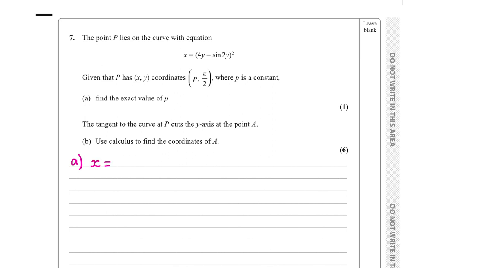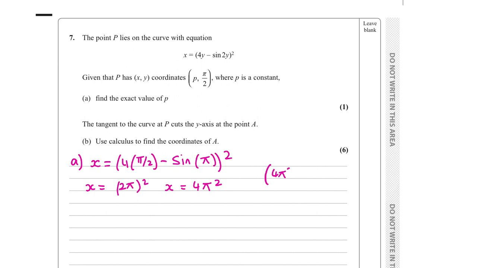The x coordinate is going to equal 4 lots of pi over 2 minus (sine of 2 times pi over 2, which is just pi) all squared. So I'm going to get x equals 2 pi minus (sine pi) squared, so x equals 2 pi. Perfect, so that is my coordinate P. So I know I have 2 pi and pi over 2. So nice, easy 1 mark.